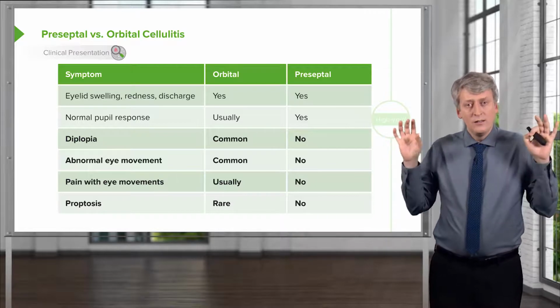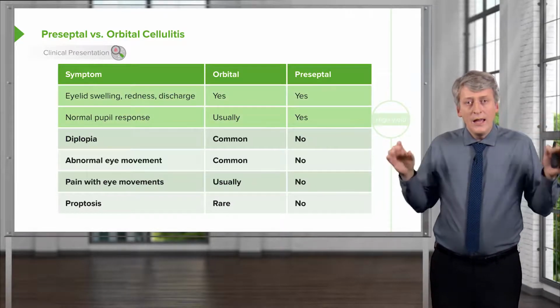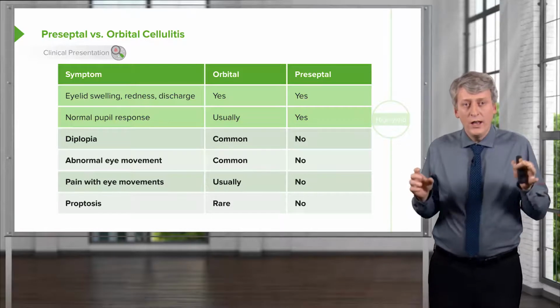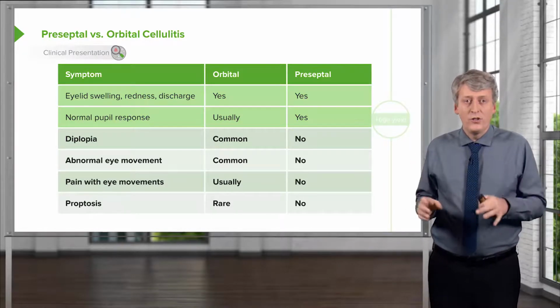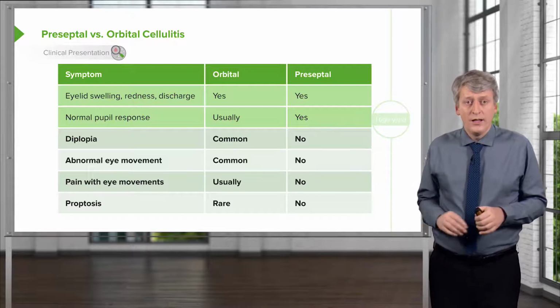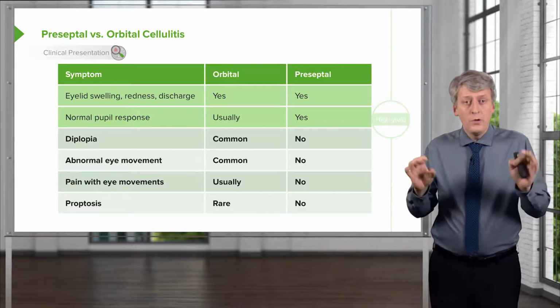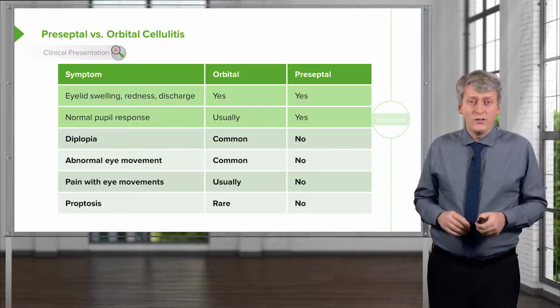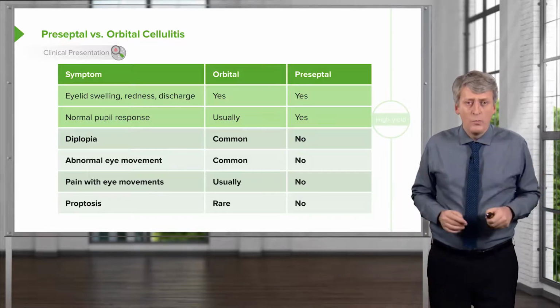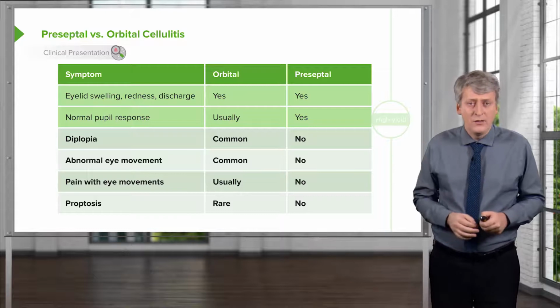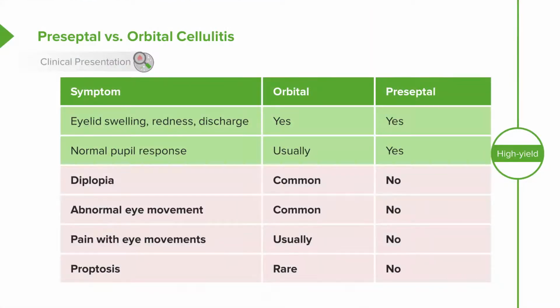Let's look at these in two groups. In preseptal cellulitis, patients will have eyelid swelling, redness, and discharge. They can have that also in orbital cellulitis. And they will have a normal pupillary response, which is usually the case in orbital cellulitis, but certainly if you see an abnormal pupillary response, you should worry about that patient. But preseptal cellulitis does not present with diplopia, with abnormal eye movements, with pain with eye movements, or with proptosis. If you see any of these things, you should presume this is orbital cellulitis.